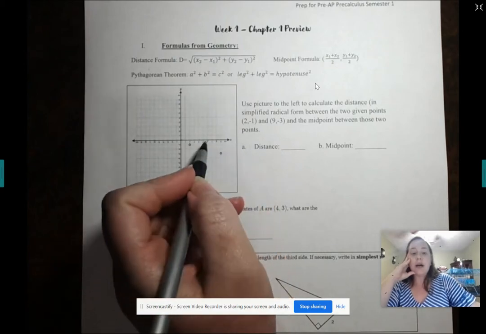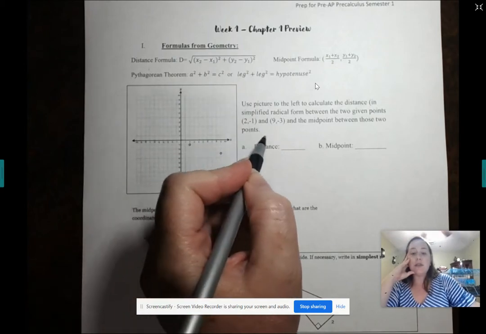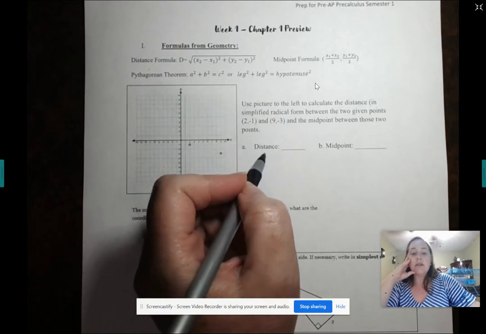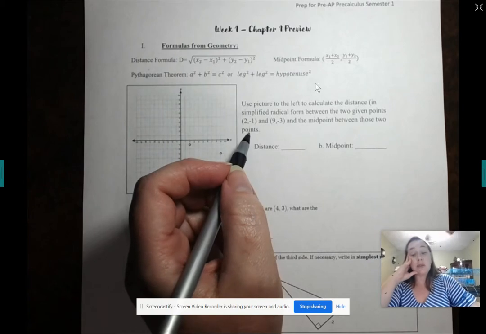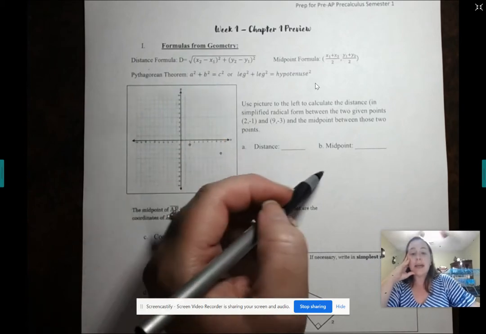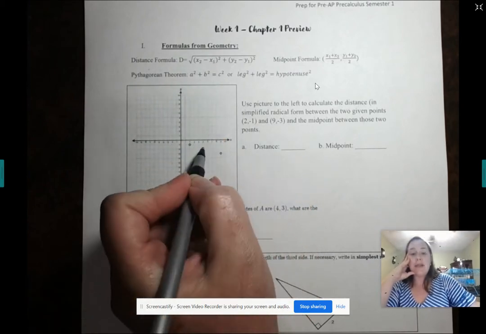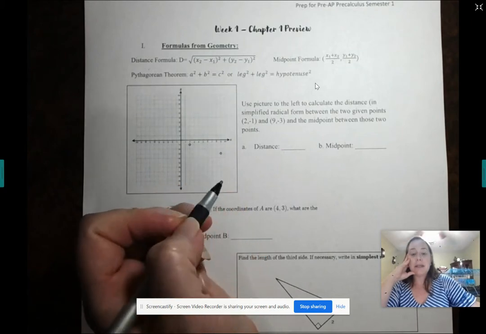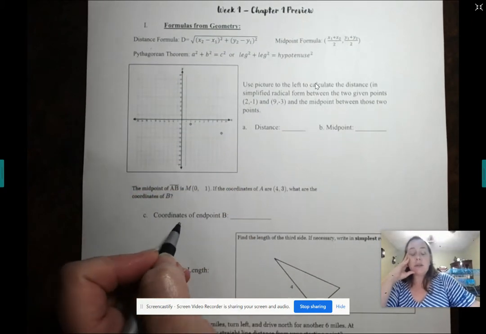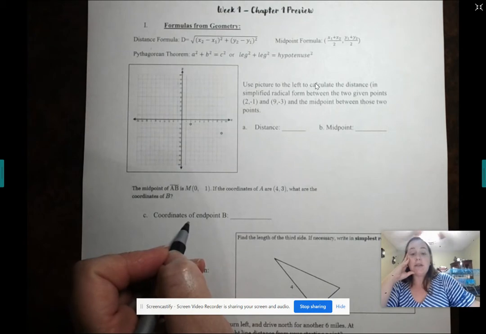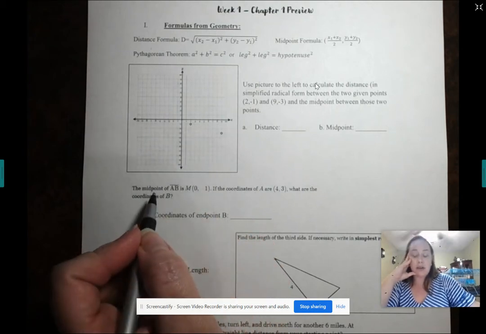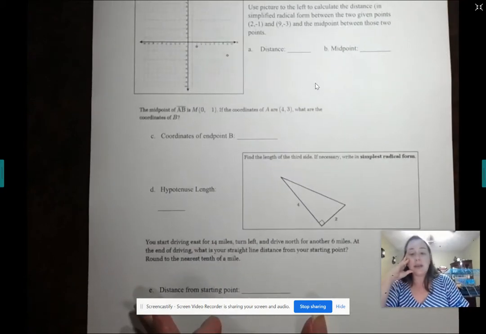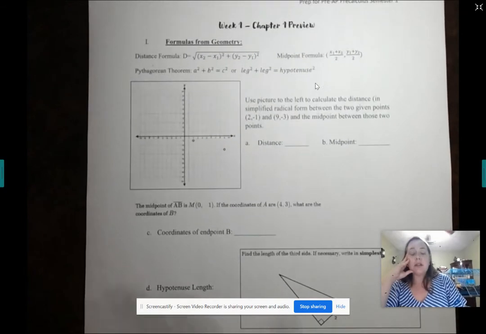So we have a picture here from Delta Math that gives us 2 points, and we are going to find the distance between those 2 points using the distance formula. You can actually use the Pythagorean theorem too. And then we're going to use the midpoint formula to find the midpoint of this segment. We're also going to use the midpoint formula to show you how, if you have the midpoint and one endpoint, you can find the other endpoint. And then we're going to practice some Pythagorean theorem problems, which you only use with right triangles. So let's look at this first page.